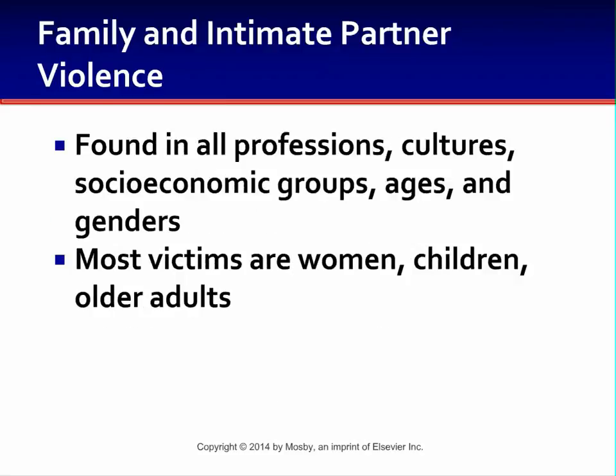Family and intimate partner violence is found in all professions, cultures, socioeconomic groups, ages, and genders. Most of the victims are women, children, or older adults. Every year, over 5 million women and 3 million men are treated in the emergency department for battery by spouses, caregivers, or individuals known to them. As many as 20% of battered females are pregnant at the time of the assault.